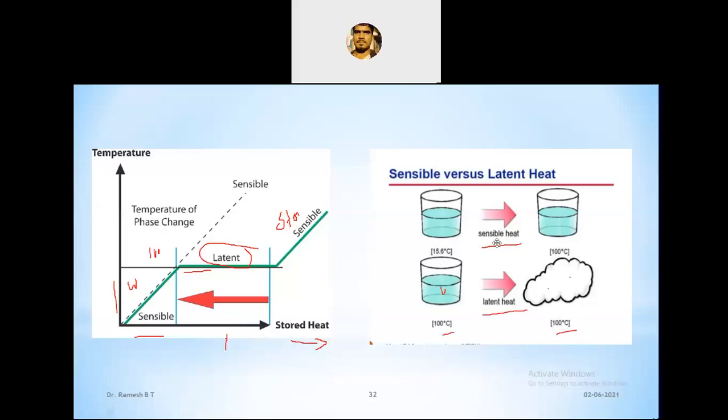By using these two concepts, we are going to store the energy. By sensible heat and by latent heat, we can store energy in the form of heat, because in both, whatever it may be, the heat is there. Q is the heat. In latent heat the temperature is constant, but in sensible heat the temperature rises. The temperature is different, but heat is always there. So by using this concept, we are going to store the energy. First, we are going with sensible heat storage.